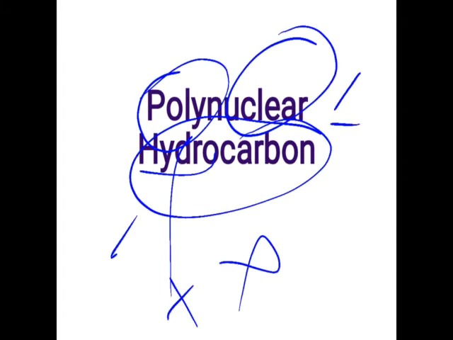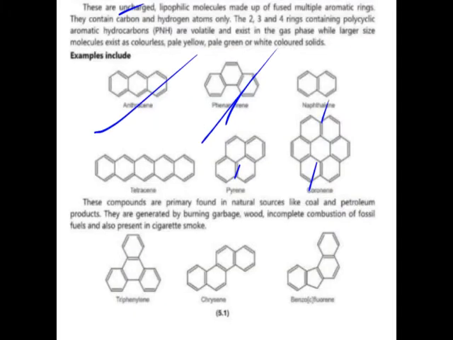So polynuclear hydrocarbons are uncharged. Second, they are lipophilic. Third, they are present in the fused form of aromatic rings, and they consist of more than one benzene ring. They may consist of two benzene rings, or three benzene rings. They may be in the fused or unfused form, but there is more than one benzene ring. So once again, polynuclear hydrocarbons are uncharged, lipophilic molecules made up of fused aromatic rings.